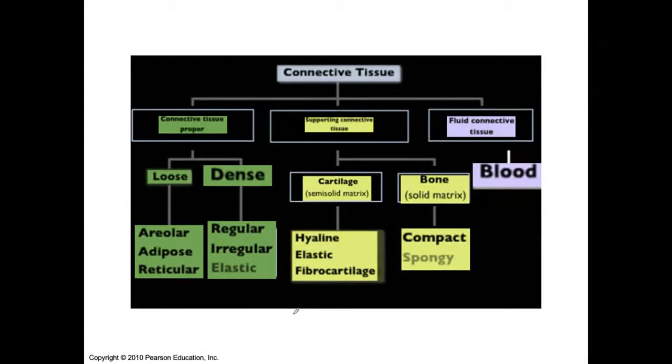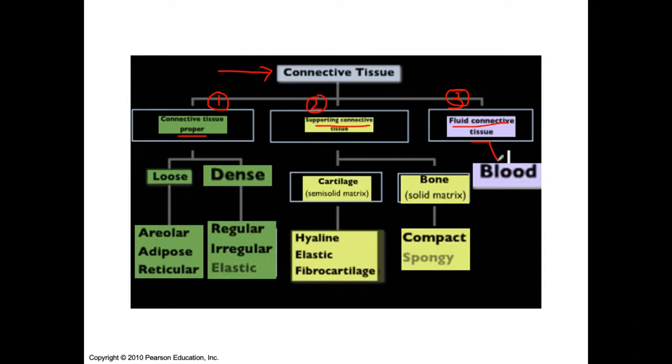So on an overview, what we're going to be looking at is connective tissue. When we look at connective tissue, we're going to have three primary categories. And you should know this, right? This has shown up on previous lab quizzes where you would have to drag and drop these and put them in place. So the three main categories are connective tissue proper, supporting connective tissue, and then fluid connective tissue.